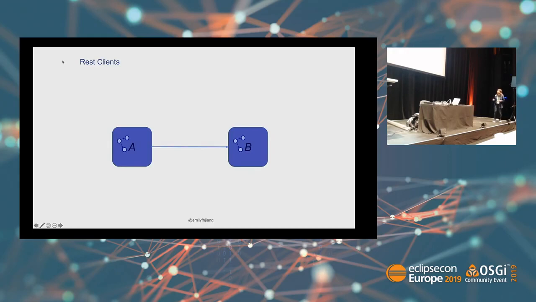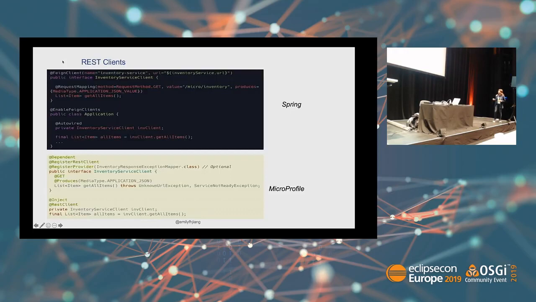In MicroProfile, we use the MicroProfile REST Client. In Spring, it's called Feign. If you know Spring, you just use the annotation FeignClient, and then you directly inject that client. It's very similar. In MicroProfile, we register this REST client, and then we use @Inject with @RestClient as a qualifier to inject it. So this one directly corresponds to this one.